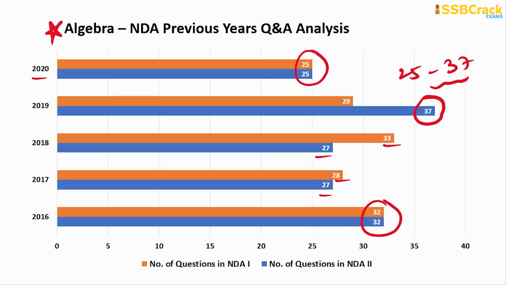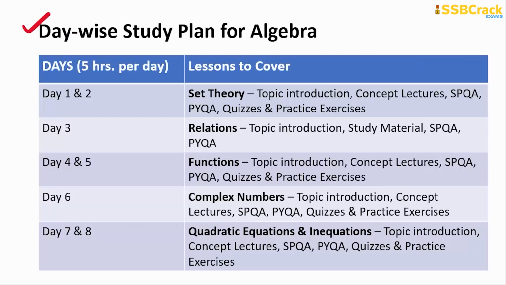So let's have a look at the day-wise study plan for algebra. You have to sit dedicatedly 5 hours per day, mandatory, and stick to these timings. If you couldn't, then obviously your timetable will vary. If you don't want your timetable to vary, dedicate your study hours and follow the timetable religiously.